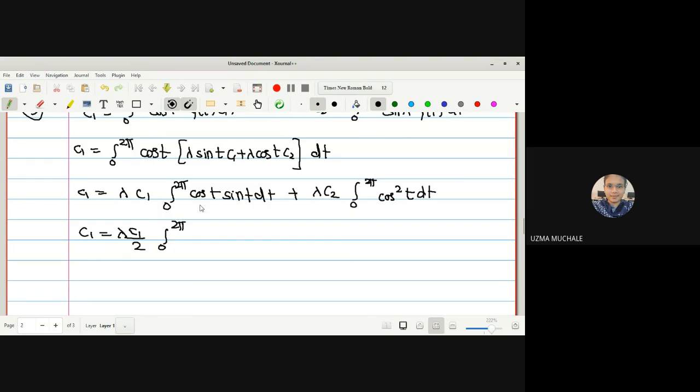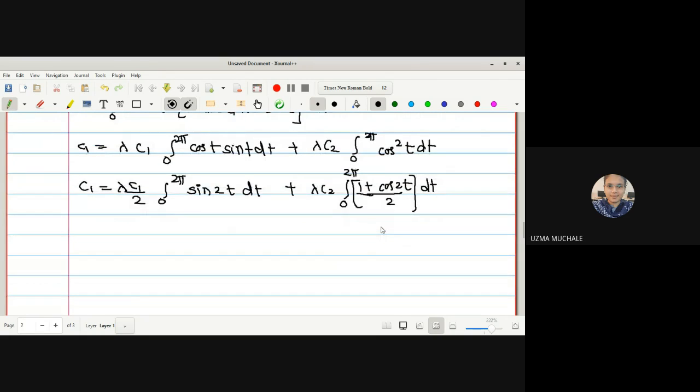We can multiply and divide by 2, so it will be 2 sin t cos t, that will be sin of 2t dt, plus lambda C2, what is the value of cos square t? It will be (1 plus cos 2t) divided by 2, it is nothing but 1 plus cos 2t is 2 cos square t. Okay, now you can solve the integration.